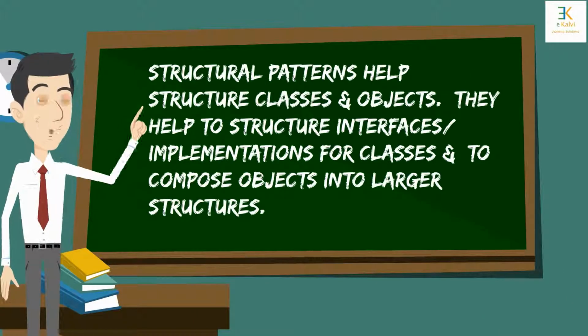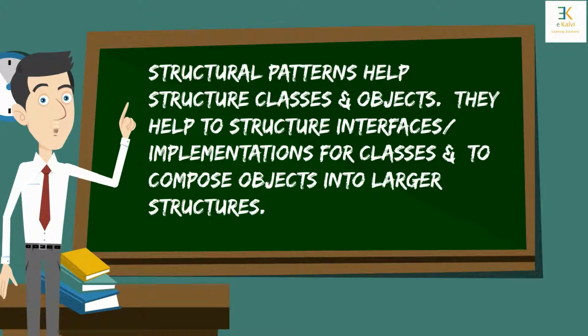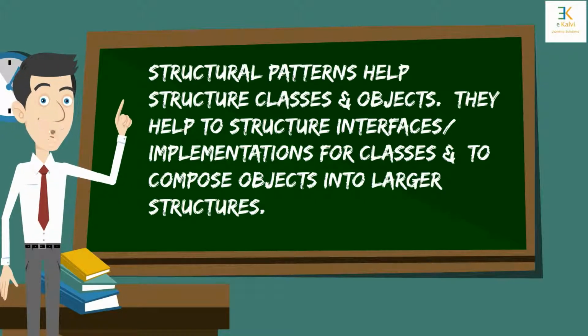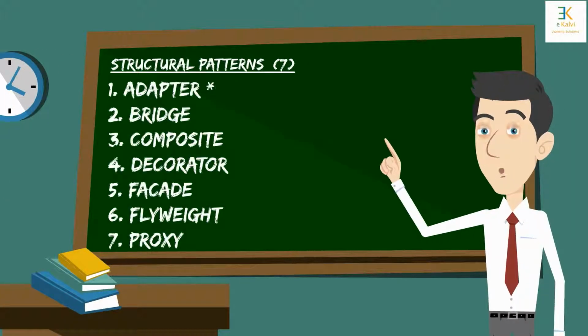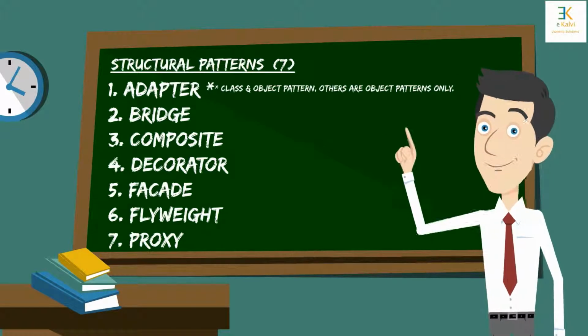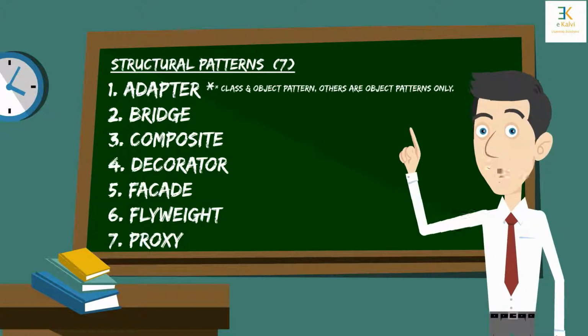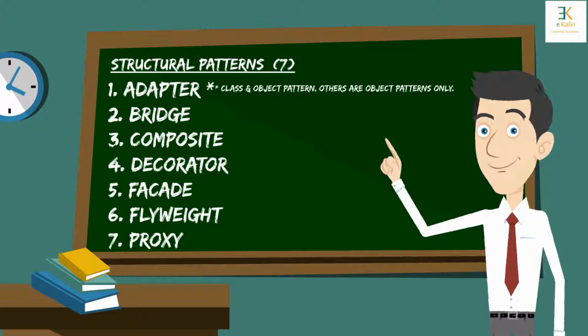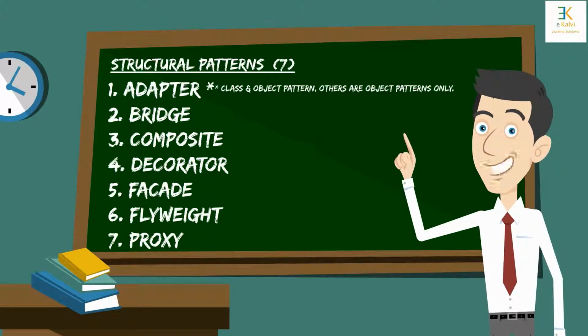The next set of patterns, structural patterns, help structure classes and objects. They help to structure interfaces, implementations for classes, and to compose objects into larger structures. Structural patterns are 7. They are: 1. Adapter. 2. Bridge. 3. Composite. 4. Decorator. 5. Facade. 6. Flyweight. 7. Proxy. Of these, adapter is a class and object pattern, others are object patterns only.